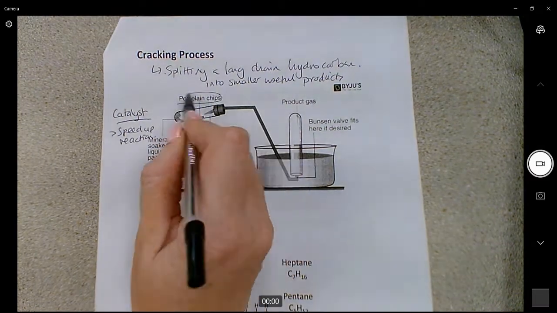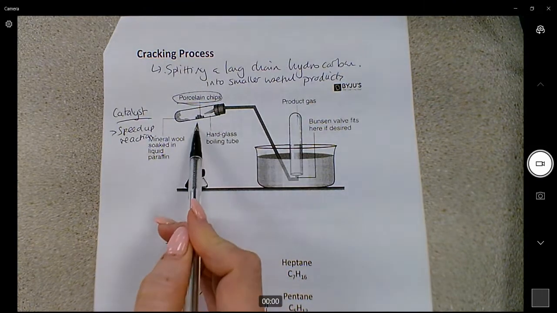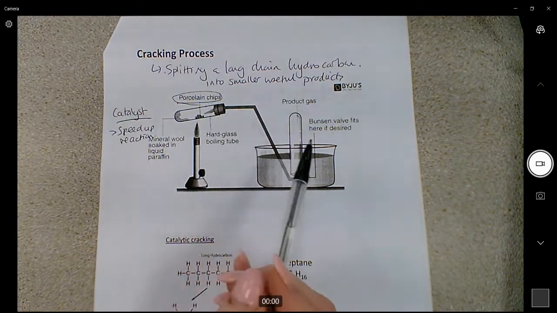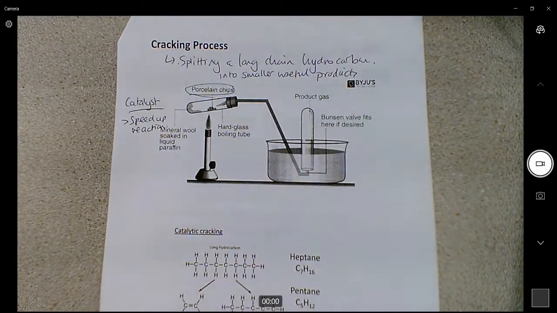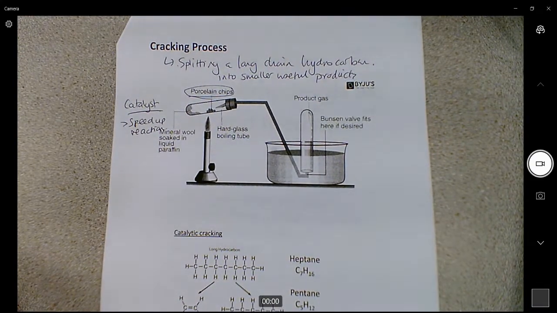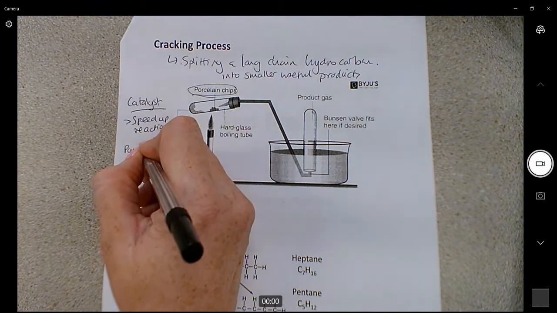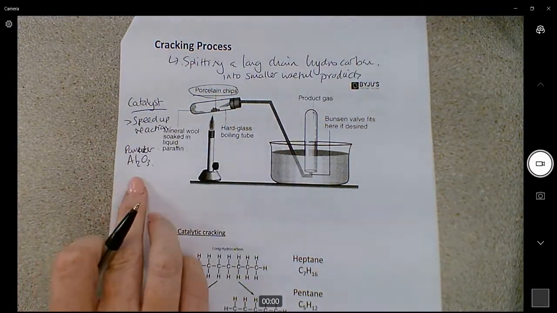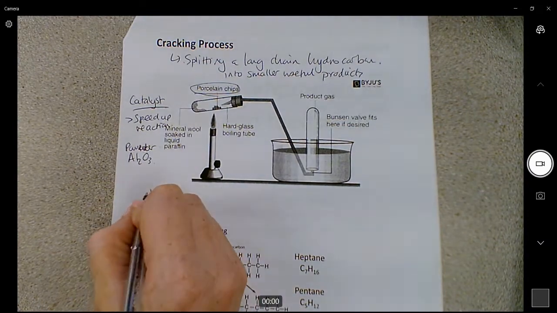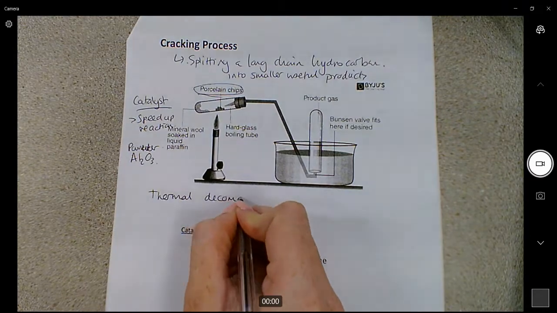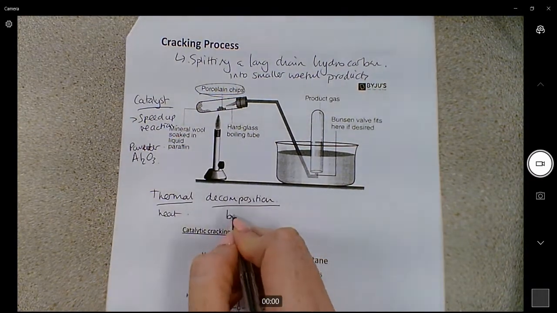So in this case, my porcelain chips act as a catalyst, and essentially I'm taking my long chain hydrocarbon, applying heat to it with a catalyst, and what it then does is it breaks that long chain into smaller, more useful products, which in this case is a gas, which I could then collect and use as desired. Sometimes the catalyst might be aluminium oxide, powdered aluminium oxide, again to speed up the reaction. So just be aware that aluminium oxide can also be used as a catalyst for the cracking process. Now, the reaction is what we call a thermal decomposition reaction. Now, thermal, we should know already, is to do with heat. Decomposition means to break down.